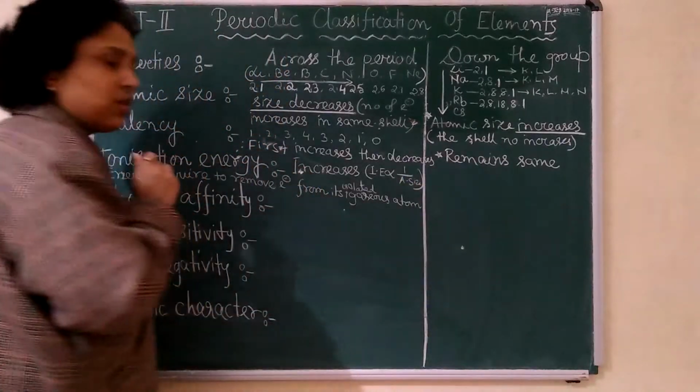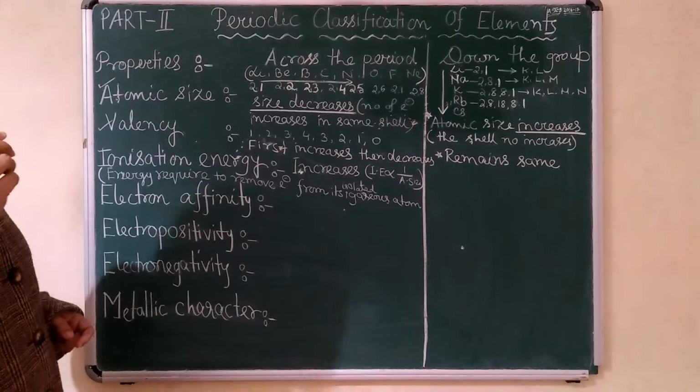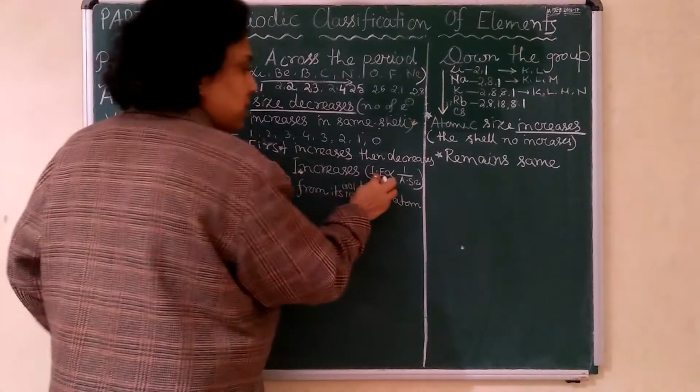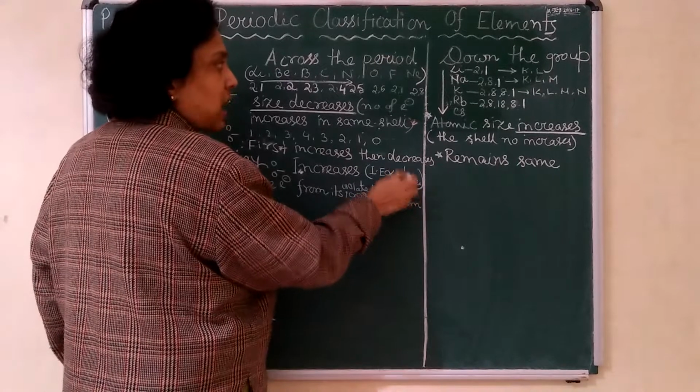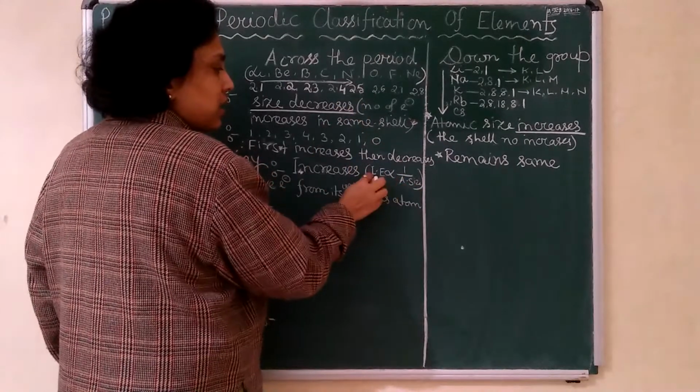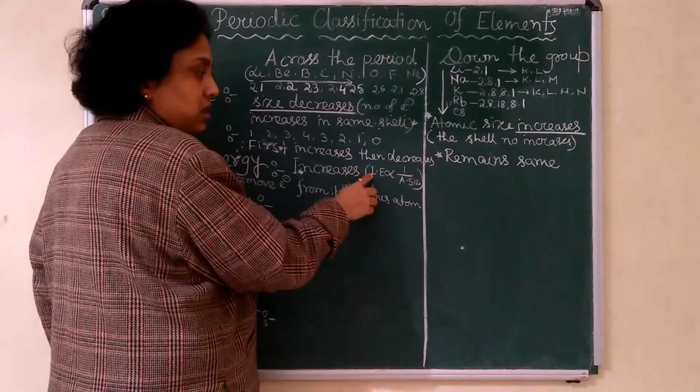It is not in the book. This way you can remember. Okay, it is not written in the book. Ionization energy is inversely proportional to the size, because size here is decreasing. That's why ionization energy increases.